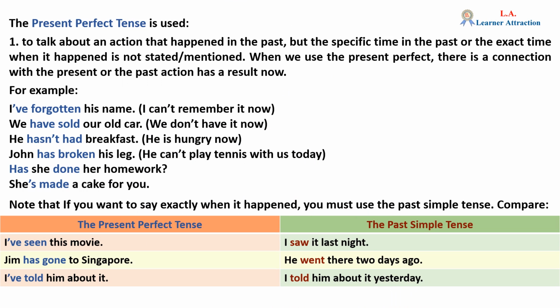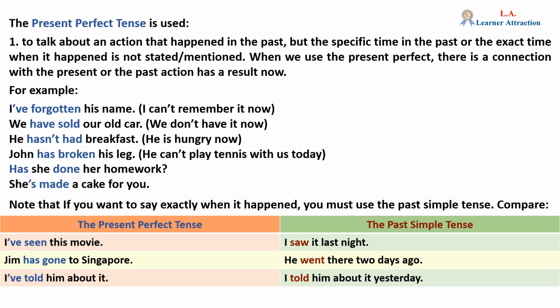The present perfect tense is used: 1. To talk about an action that happened in the past, but the specific time in the past, or the exact time when it happened, is not stated or mentioned. When we use the present perfect, there is a connection with the present, or the past action has a result now. For example, I've forgotten his name. I can't remember it now.